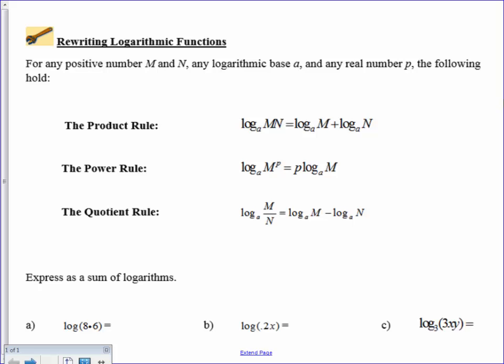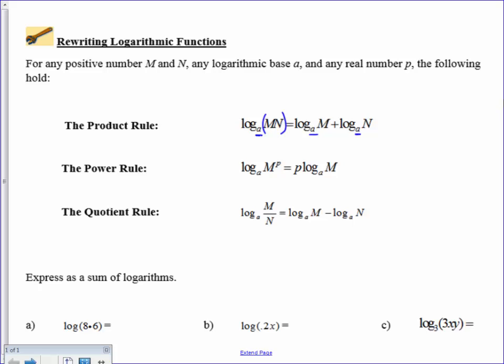The product rule says if you're taking the single log of a product of 2 values, that product being the argument of the log, then the log can be broken apart as 2 separate logs, and those 2 logs are added. So log of m times n equals log of m plus log of n. Notice here that the bases remain the same, so whatever base that you have to start with, you keep that base when you split the 2 logs apart.